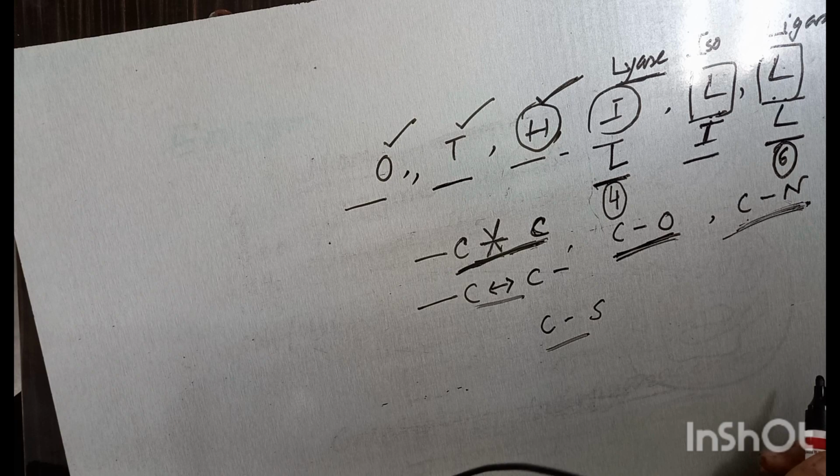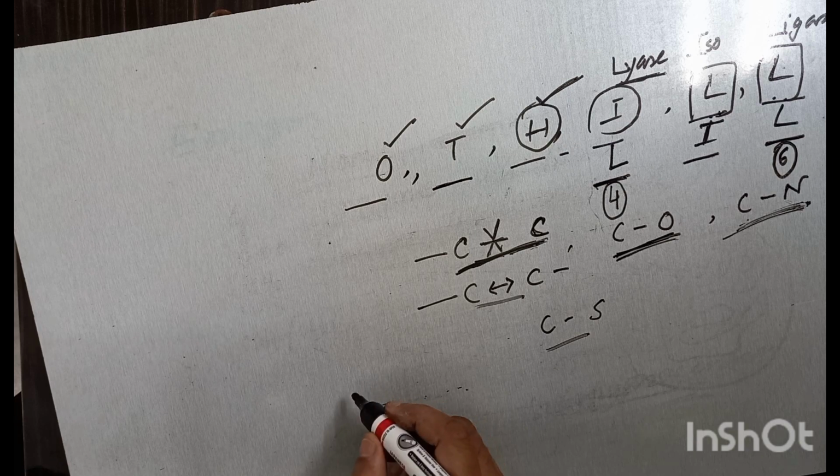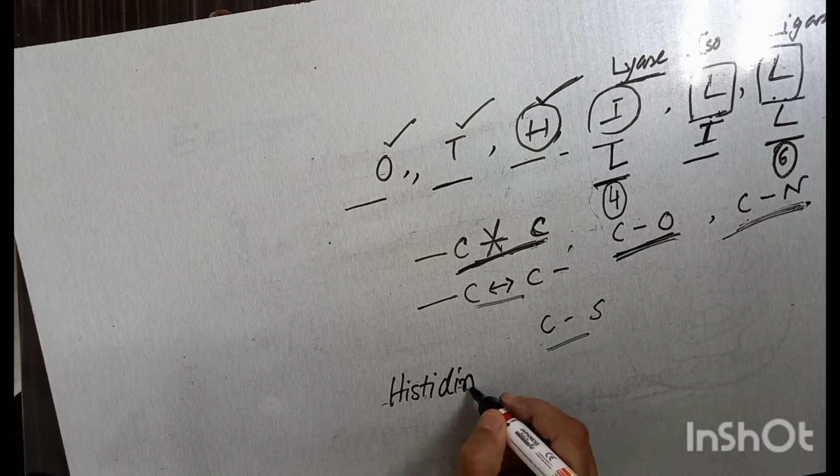So I'll go to one example of a lyase and one example of a ligase. Just to make your memory easier, I'll give an example of each. I'll insist on 2 enzymes which will be very easy for you to remember. For lyases, I'll say about one enzyme which is a decarboxylase, known as histidine decarboxylase.